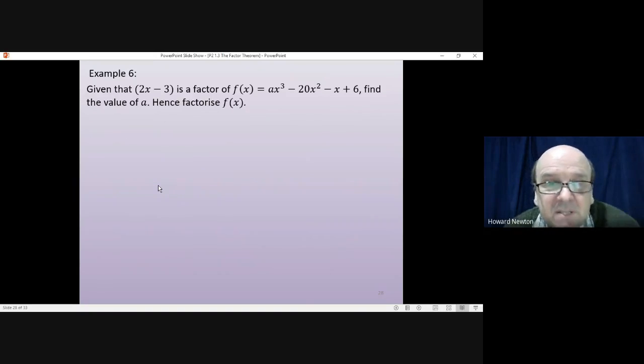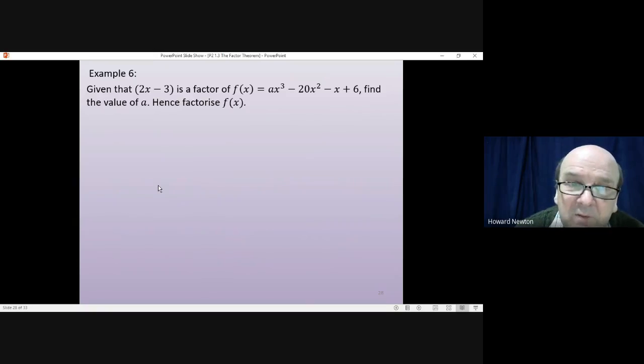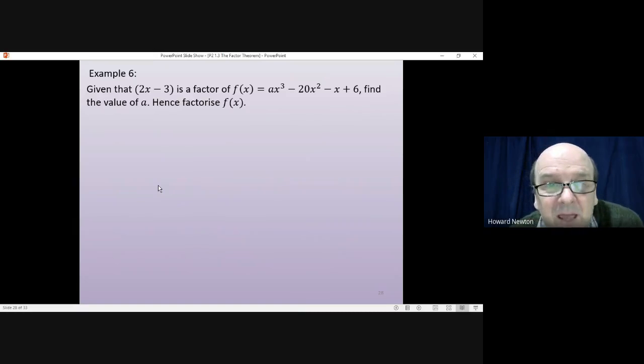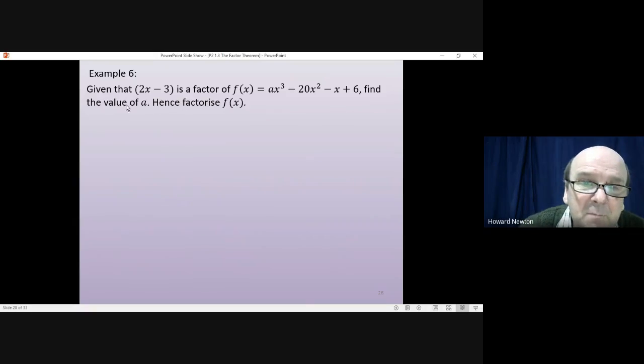Example 6, very, very similar, just slightly harder numbers. Given that 2x minus 3 is a factor of f of x equals ax cubed minus 20x squared minus x plus 6, again find the value of a, and hence factorize f of x. Now this time, the value of x, which will make this bracket equal to 0, is x equals 3 over 2. So we'll need to put 3 over 2 into the function, say that the answer is 0, and then work out what a is, just like we did in the last question. Same method, just a bit more awkward because we have 3 over 2 for the value of x. Have a go at doing that, pause the video, and then come back to me when you're ready.